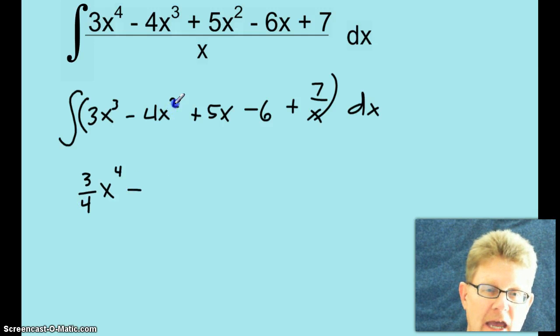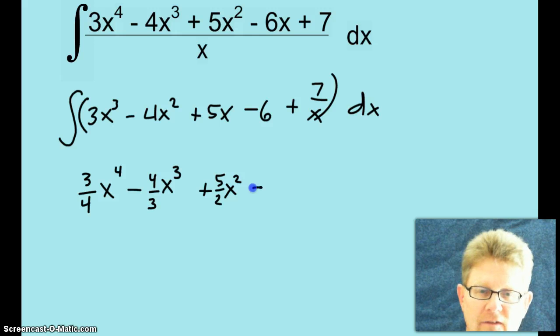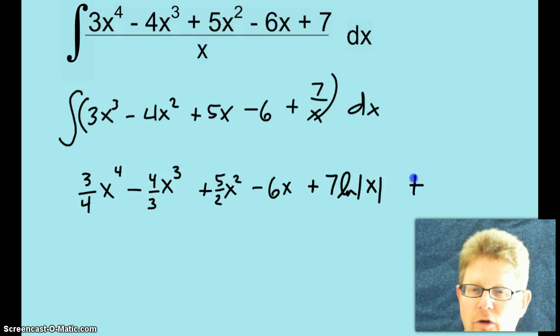Minus. Okay, add 1 to the exponent, 3, x to the third. I don't need to write 3 twice on that, do I? No, x to the third, multiply by 1/3, that would be 4/3. Add 1 to the exponent, squared, multiply by the reciprocal, 5/2. Okay, this one's pretty easy, minus 6x. And then we've got plus 7 ln of the absolute value of x. And of course, don't forget that arbitrary constant c.